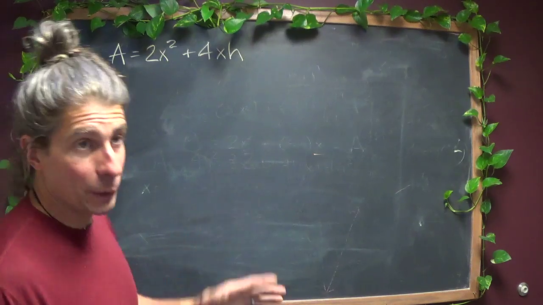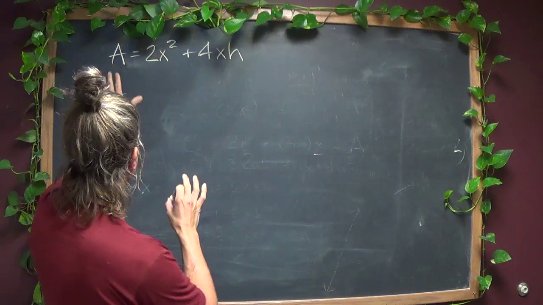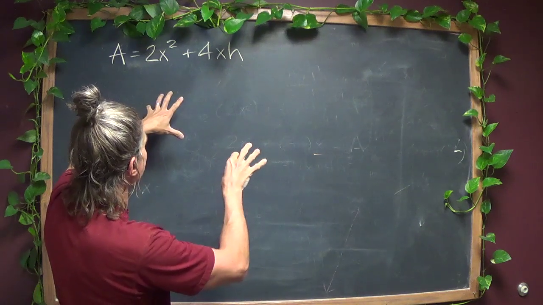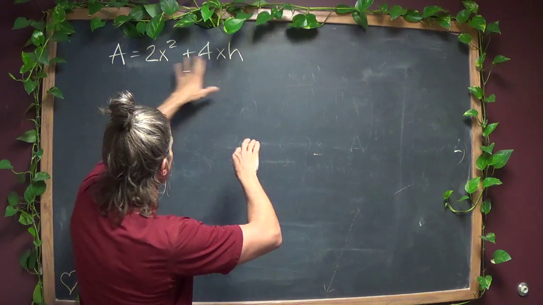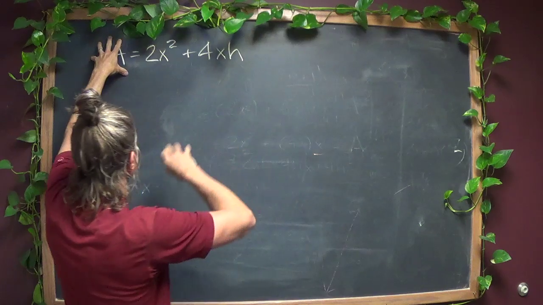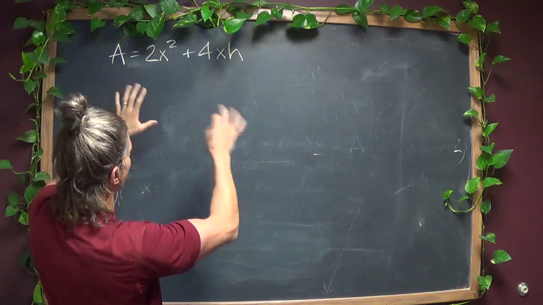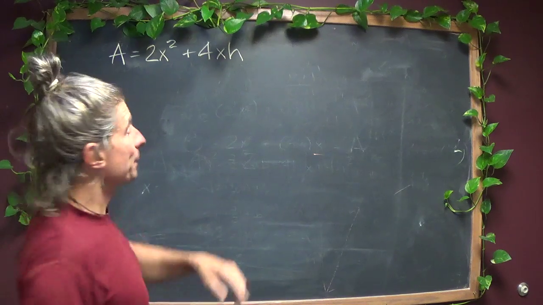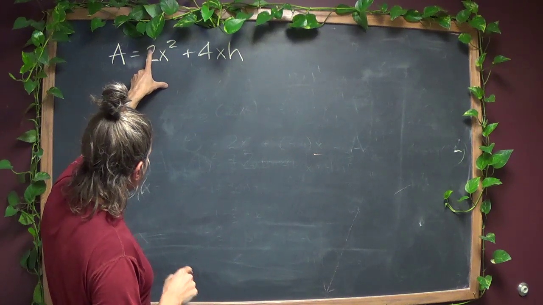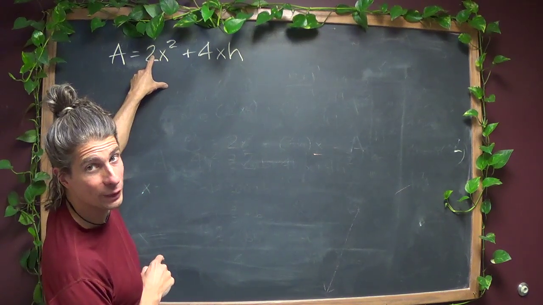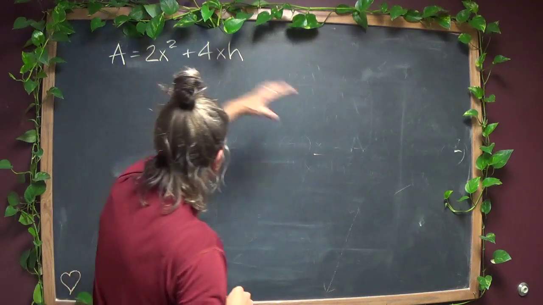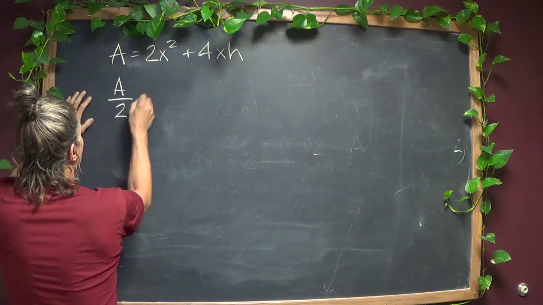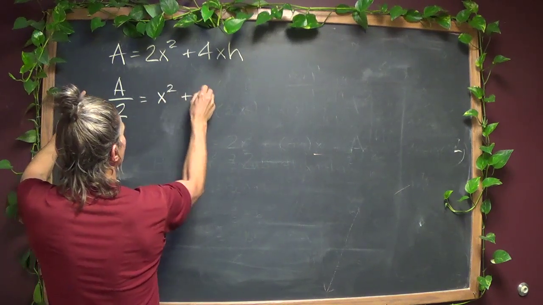So first thing you want to do, you're already in the right shape for it. You're already in the form you want completing the square to be in, because in completing the square, you want all the variables you're solving for on one side and the constants over here. The only thing you have to do is make sure the coefficient on this one is 1 before you start. So I'm going to divide the whole thing by 2 to get a over 2 equals x squared plus 2.